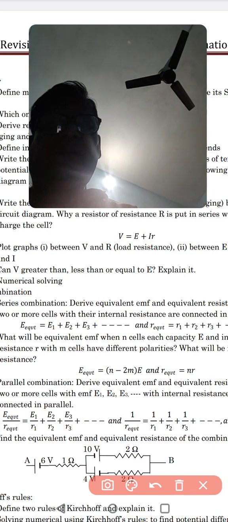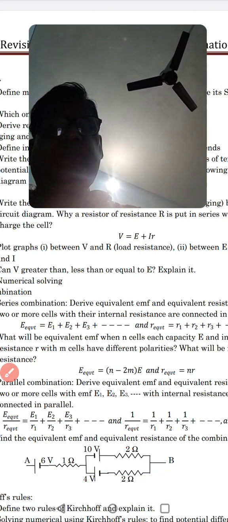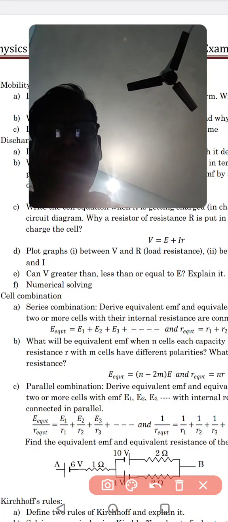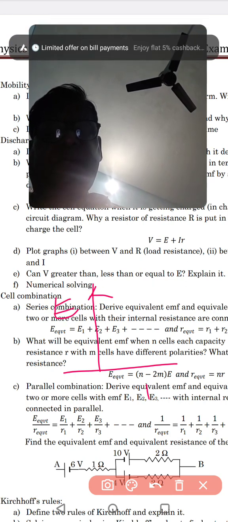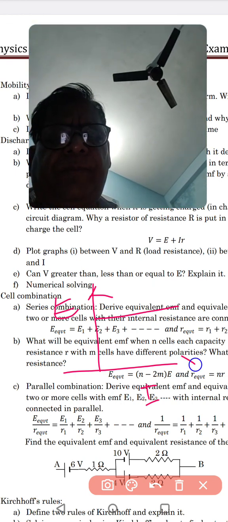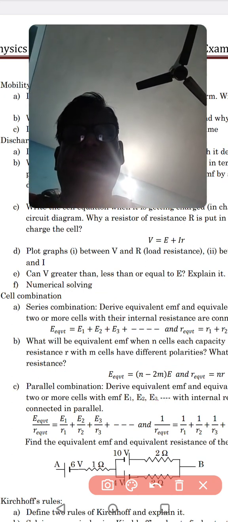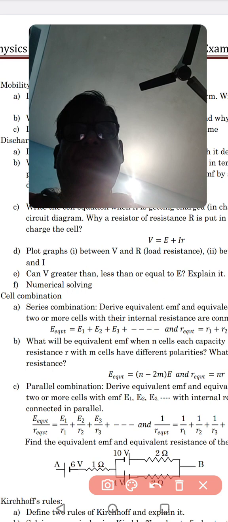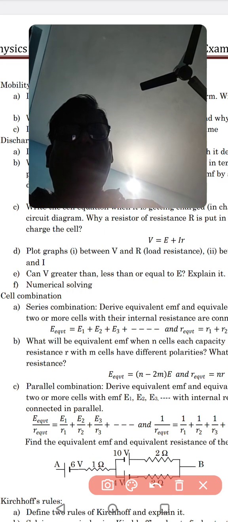Now for the graph between E and I, the cell EMF is a straight line parallel to the current axis. Next, cell combination, and numericals on this are very important. Can V be greater than E, less than E, or equal to E?